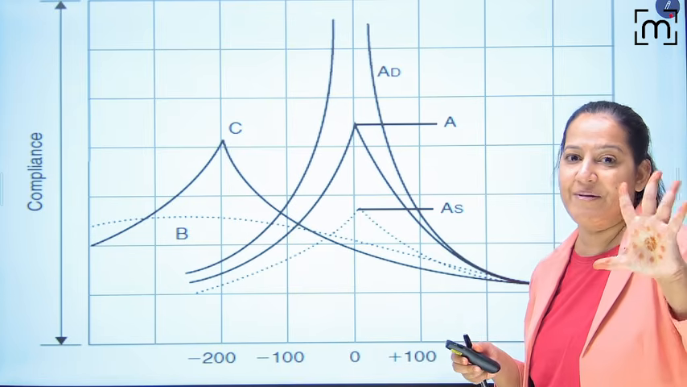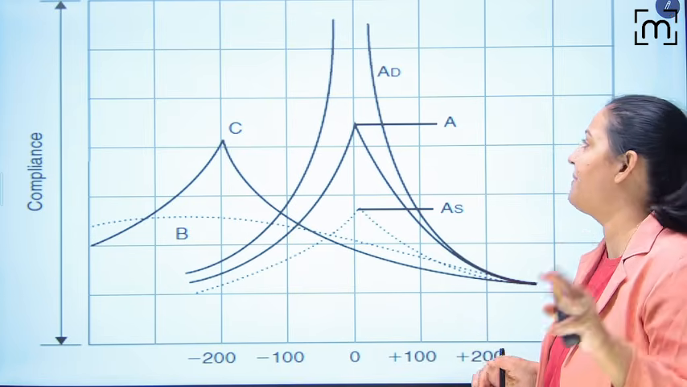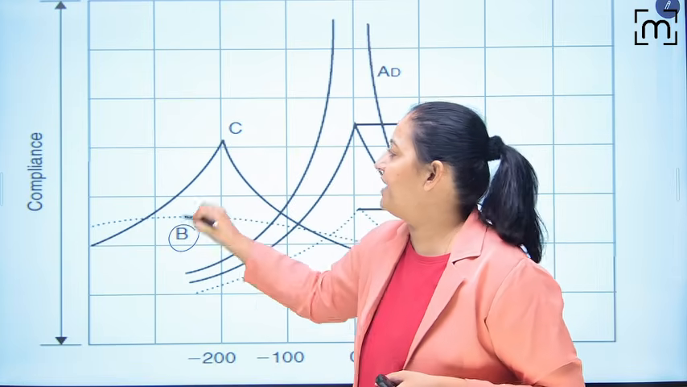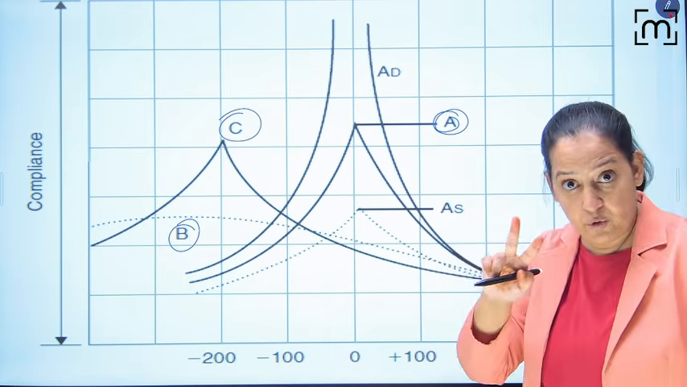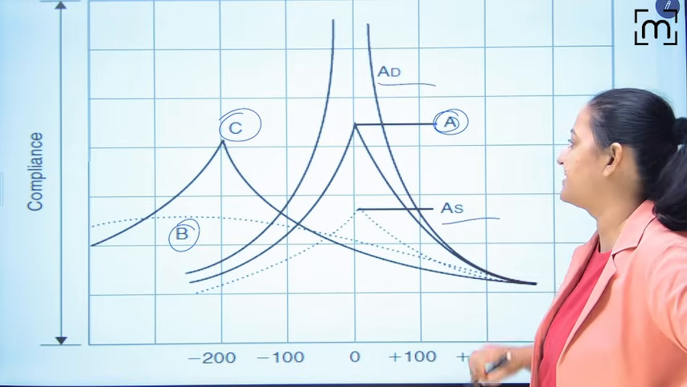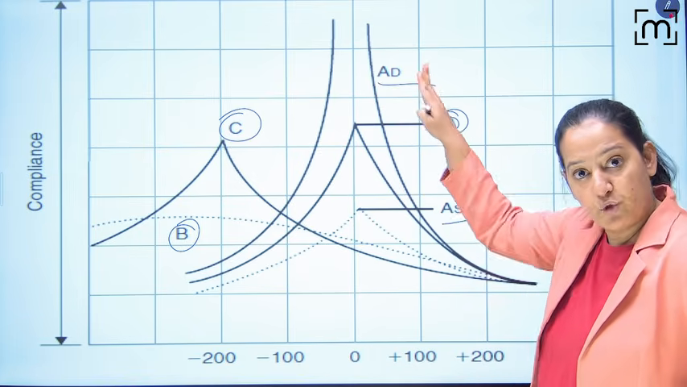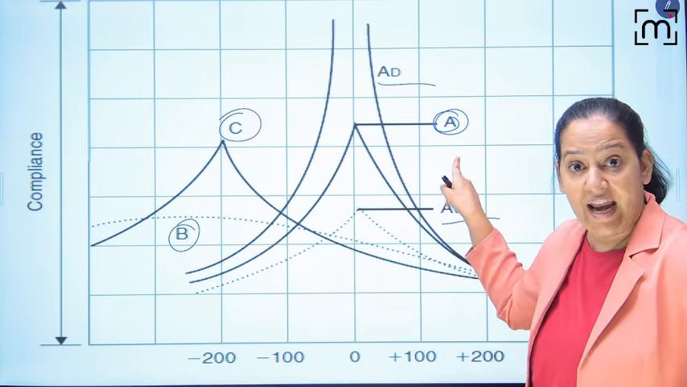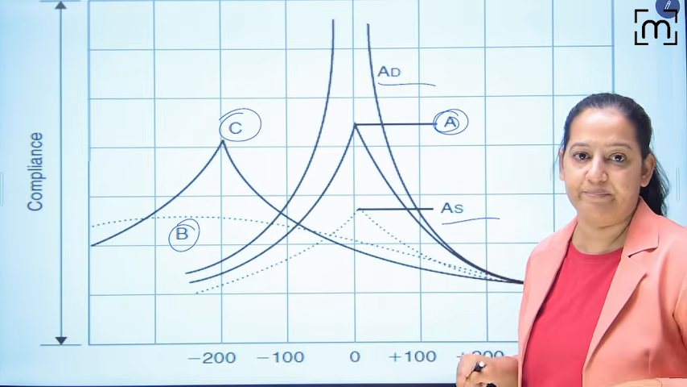There are 5 types of patterns we observe here. Basically 3 patterns: graph A, graph B, and graph C. A is of 2 types, AD and AS. So if you consider the 2 variants of A, the total is 5.